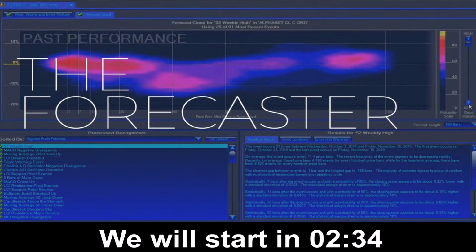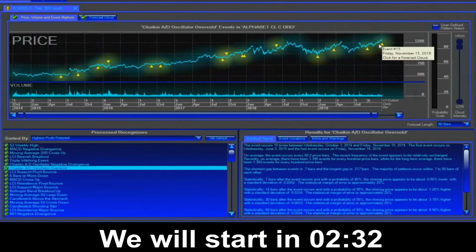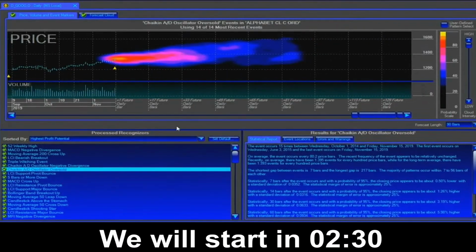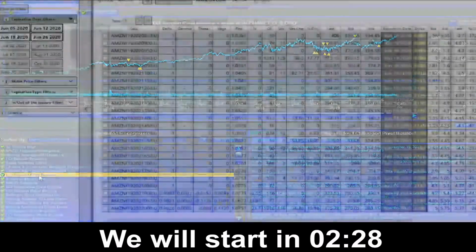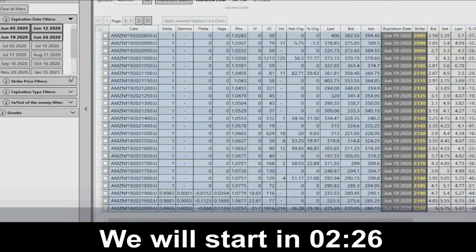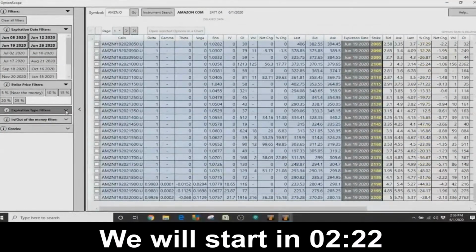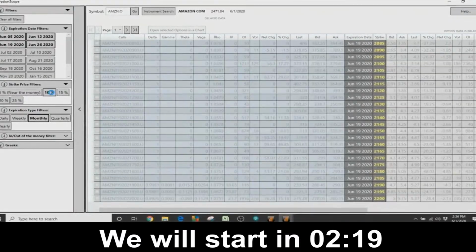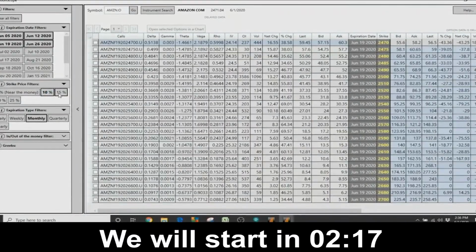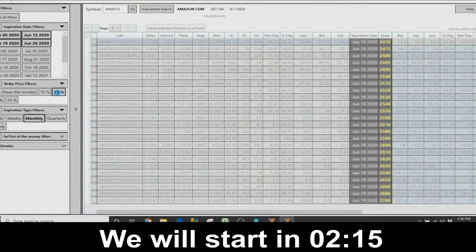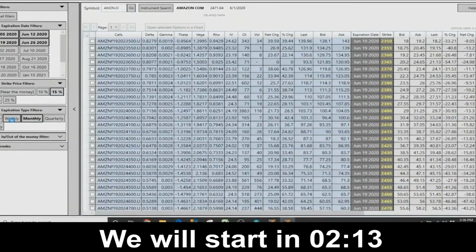With the MetaStock Forecaster, you can even take advantage of patented technology to view probable future prices. If you're an options trader, you're going to love MetaStock's Option Scope. Option Scope puts all the critical info at your fingertips, displaying sortable, customizable, color-coded options data, including the Greeks.